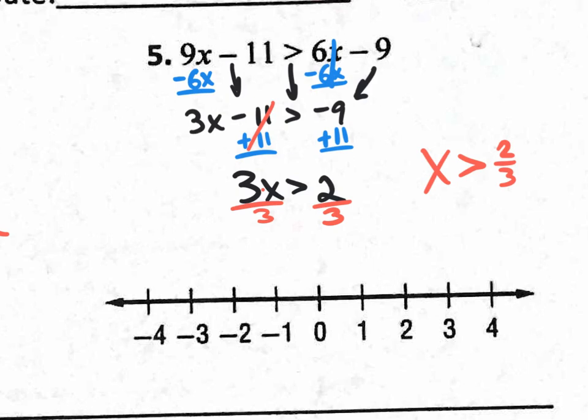Okay. Now, it's an open dot at 2/3, but what we need to do is understand fractions before we actually graph it, right? So the denominator will tell you how many pieces to chop up the unit, right? So this is saying chop it up into 3 equal pieces and go to the second piece.